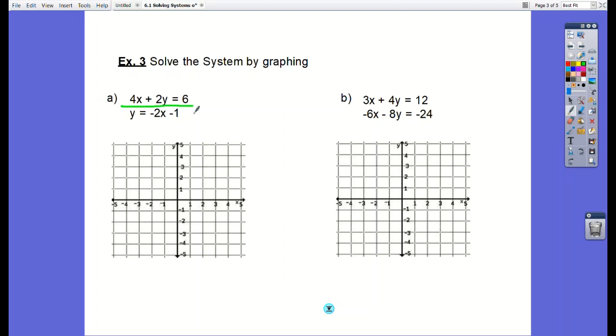Let's get this first one down now. It's in standard form, but it's not a great way to graph, given that if you found the x-intercept, it would give you a fraction, right? And we don't want that. So let's change this to slope-intercept form.